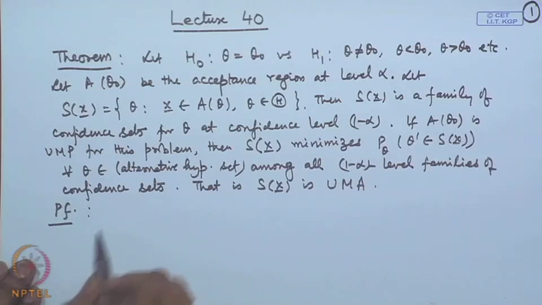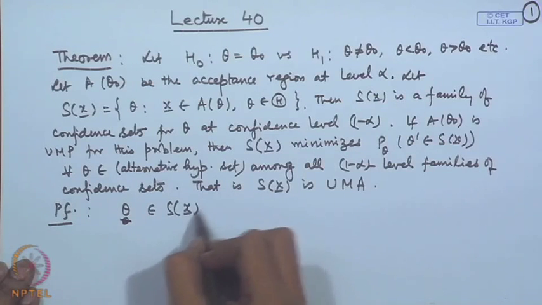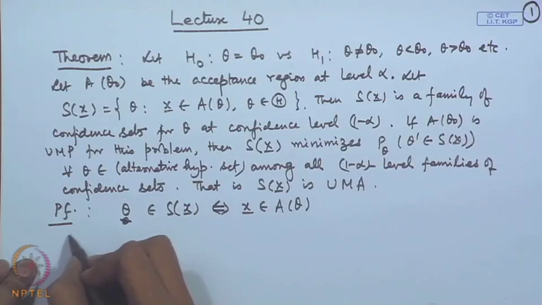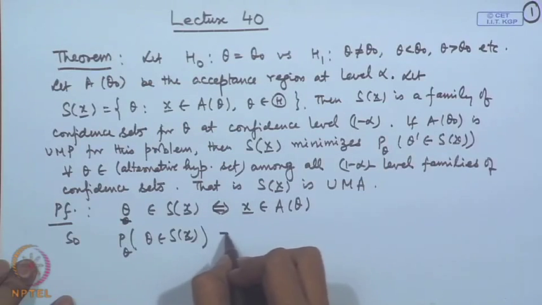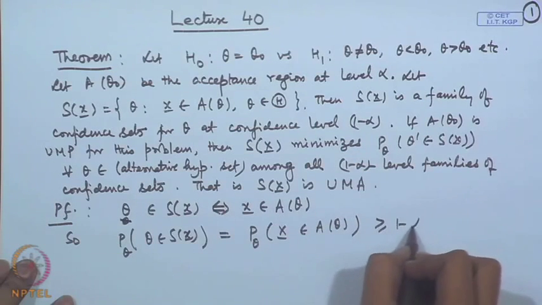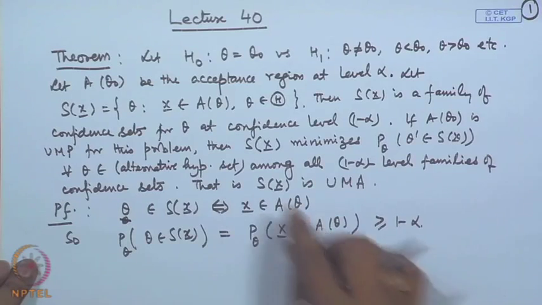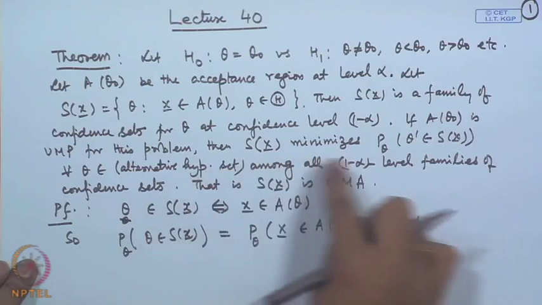Of course, it is very simple because we are just following the definition. So, if I say theta belongs to S x, then this is equivalent to saying that x belongs to A theta. So, the probability of theta belonging to S x is the same as the probability of x belonging to A theta, which is greater than or equal to 1 minus alpha. So, what does it mean? It means that if A theta is the acceptance region of an alpha level test, then S x will be a family of confidence sets of 1 minus alpha level. That is one thing.